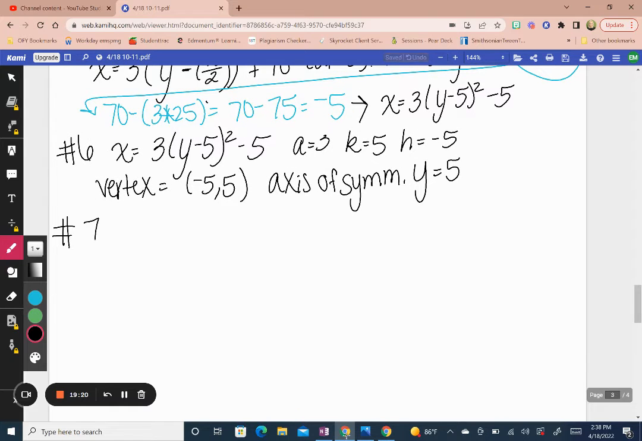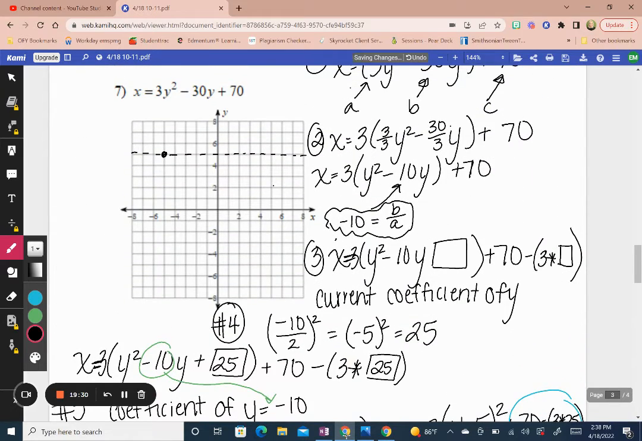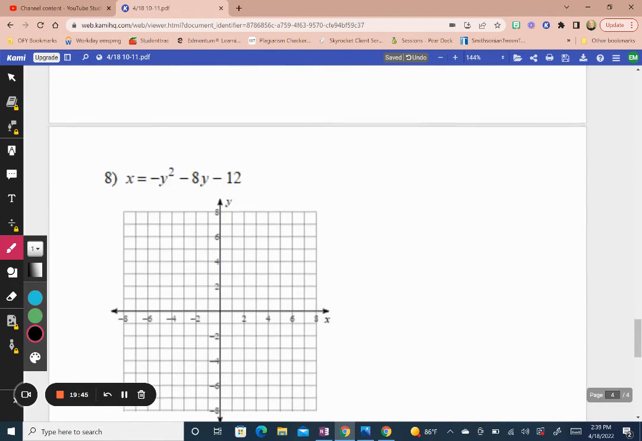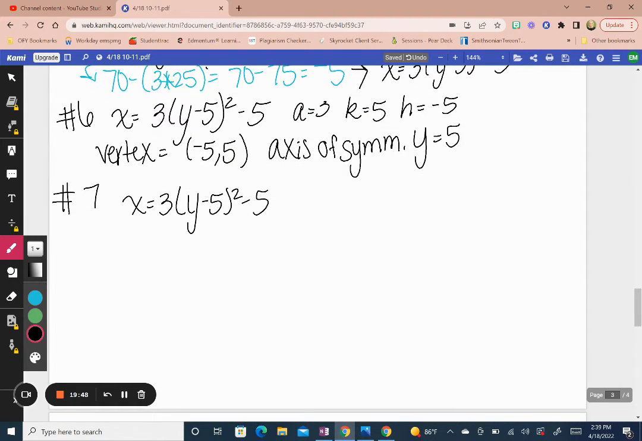So this is going to be number 7. X is equal to 3, y minus 5 squared minus 5. So if I go 2 above, it's y is equal to 6, y is equal to 7, or I could choose 2 below. Y is equal to 4, and y is equal to 3. I'm going to choose below this time just because I feel like I have more room and it looks less scary. Okay, so y is equal to 4. And 3. We don't know the x values.